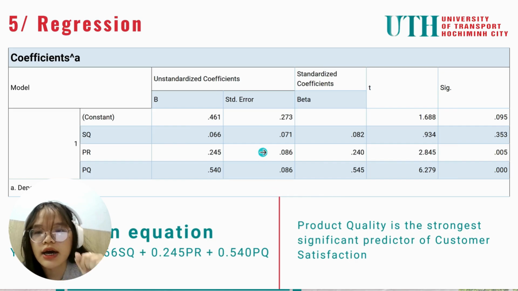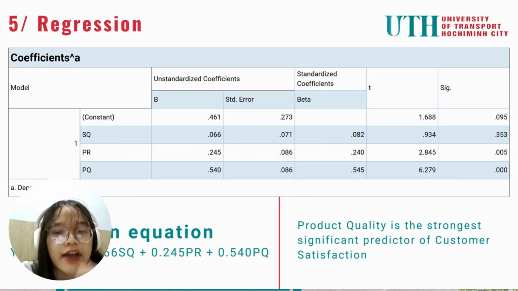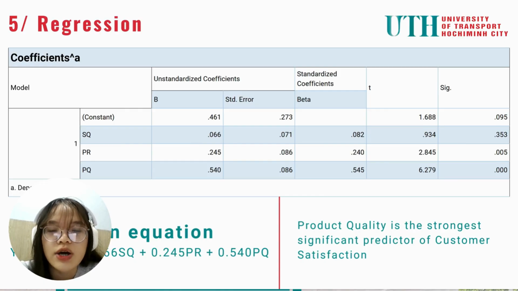So, this coefficient table represents the individual contribution of each of the independent variables. The SQ had the unstandardized coefficient and the standardized beta. However, its significance value was only 0.353, which is greater than 0.05. So therefore, the SQ did not have a significant unique effect on the customer satisfaction after the price perception and the product quality were controlled.